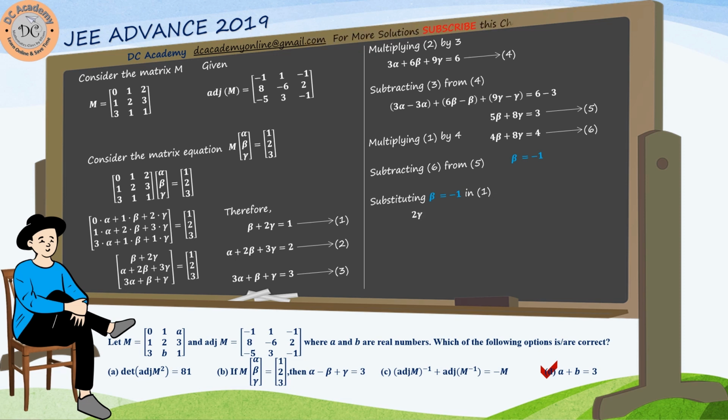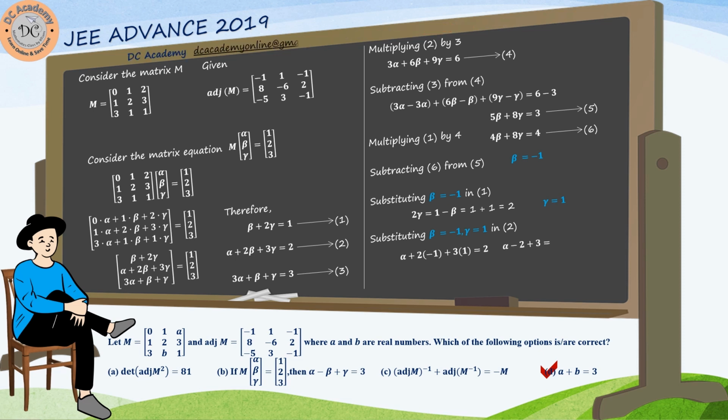We get 2 gamma is equal to minus 2, and 2 gamma is equal to 1 minus beta. 1 plus 1 is 2, and gamma is equal to 1. So that's it, beta and gamma are obtained. Now substitute these two in equation number 2 and we obtain the value of alpha. Simple substitution gives the value of alpha.